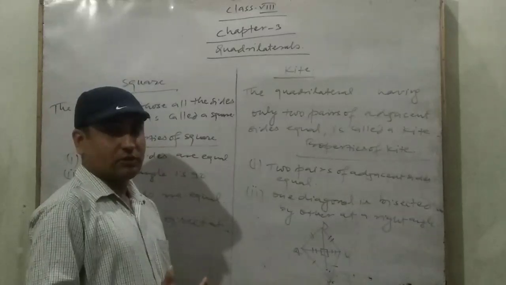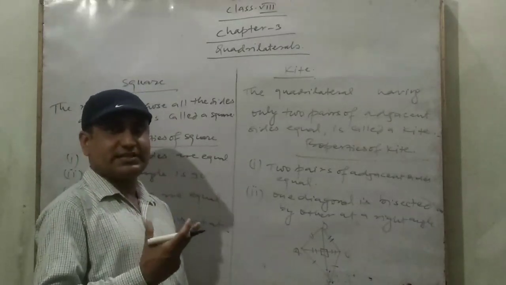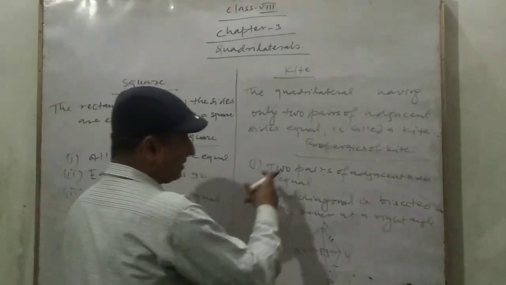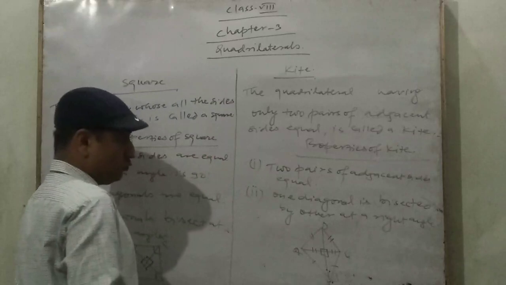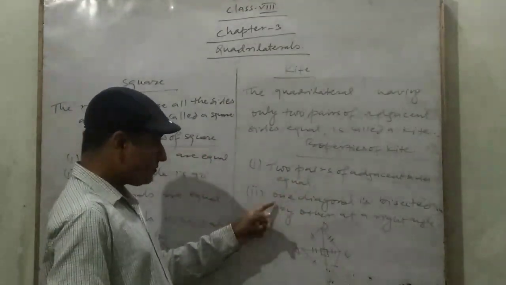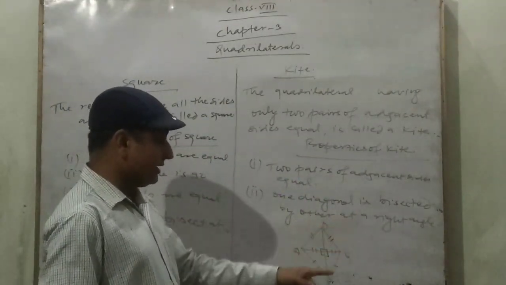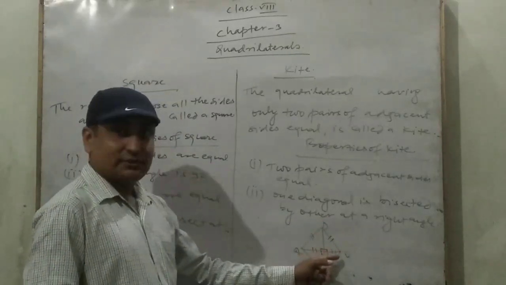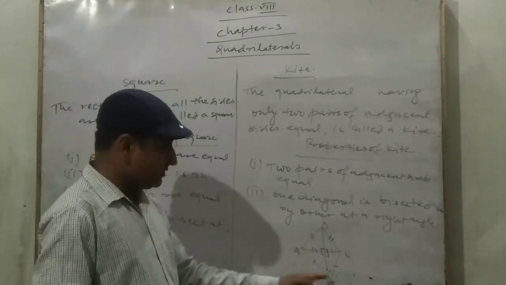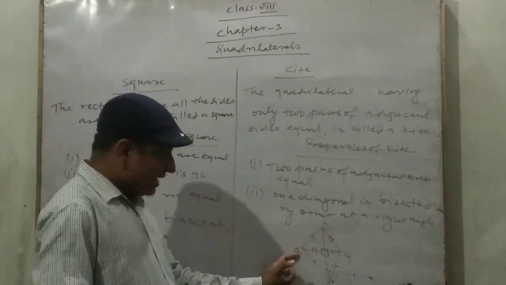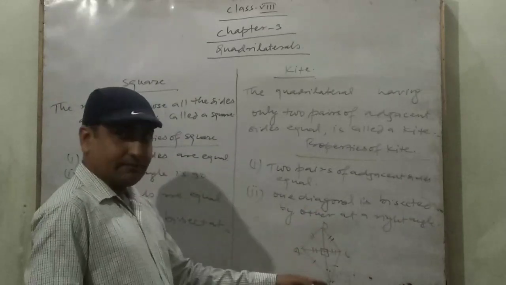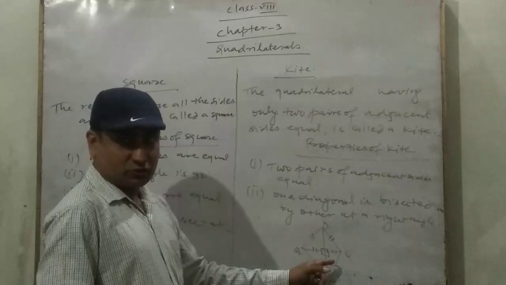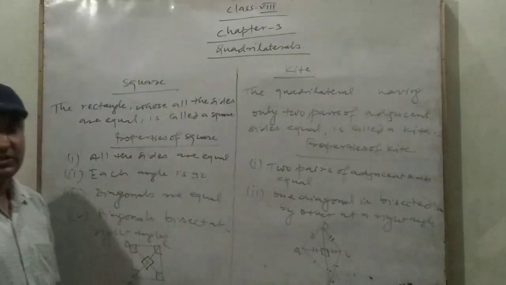The quadrilateral whose two pairs of adjacent sides equal is called kite, and these are the properties of kite. Two pairs of adjacent sides equal. One diagonal is bisected by other at right angles. I have drawn this figure as AC is bisected by BD at right angles. Okay, I hope you all have understood very well all the properties of these quadrilaterals. Let's see another one.